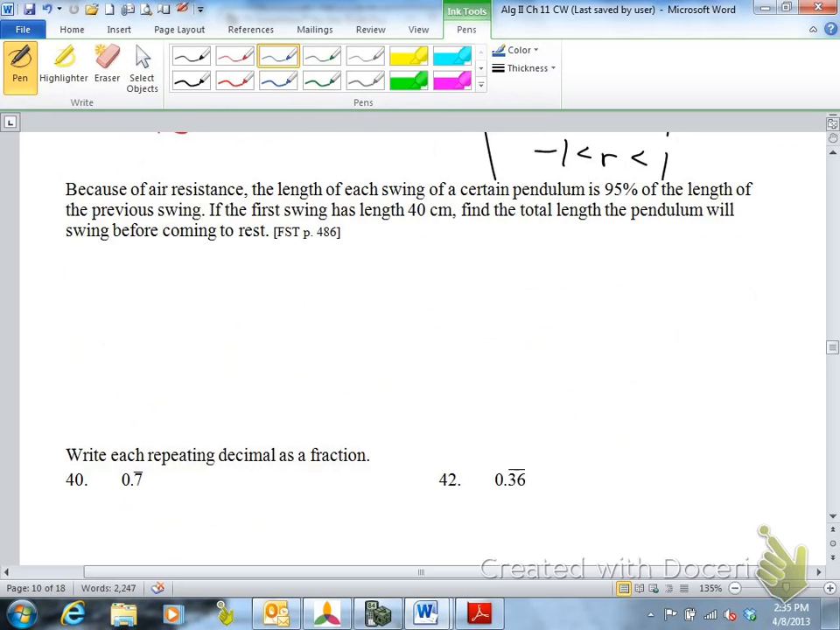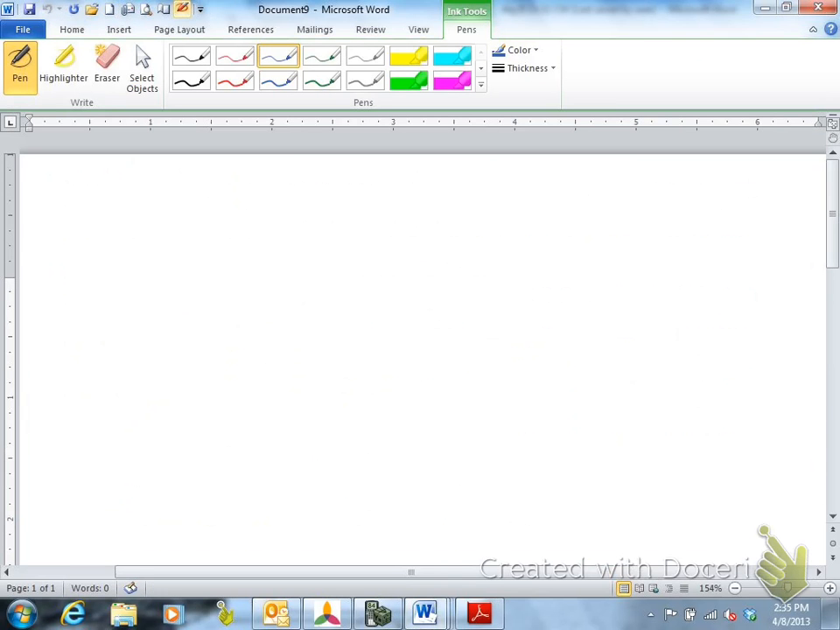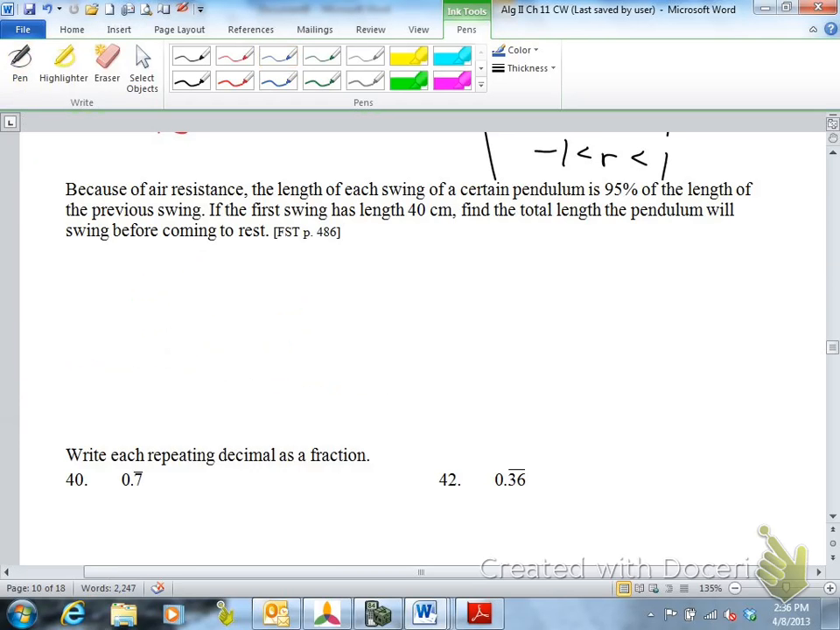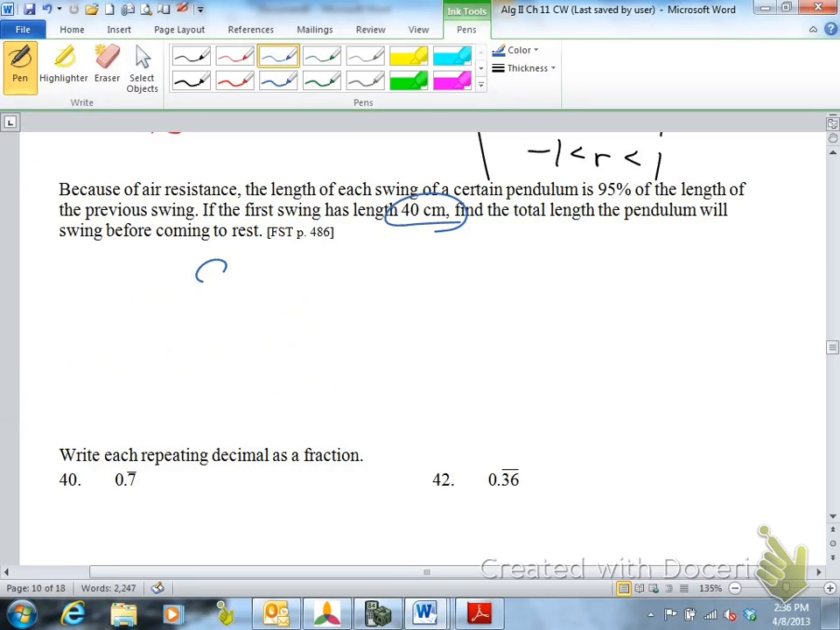The next question: because of air resistance, the length of each swing of a certain pendulum is 95% of the length of the previous swing. If the first swing has length of 40 centimeters, find the total length the pendulum will swing before coming to rest. So a pendulum, it's kind of hard to draw a picture, but a pendulum will start here, and then it goes back and forth. Imagine this line going back and forth. So the first swing length is 40. So you have a sub 1 equals 40.